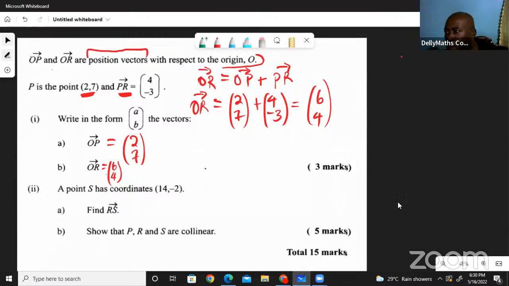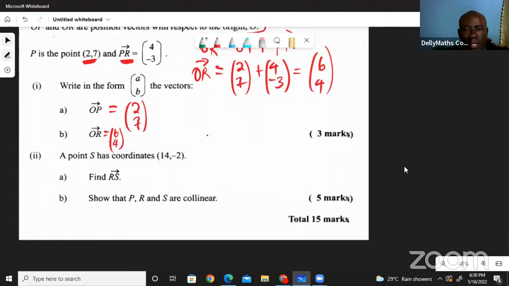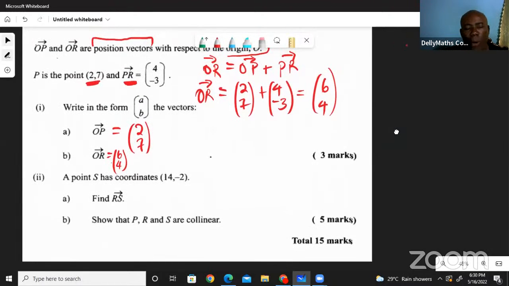All right, good. The next question says that a point S has the coordinate (14, -2). It simply means, indirectly, that the point S has its coordinate in the system. So we have the position vector from O to S, which is (14, -2). Whether or not they ask about it, we want to have this idea ready to go.